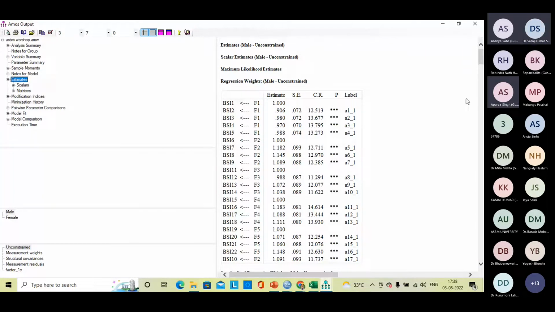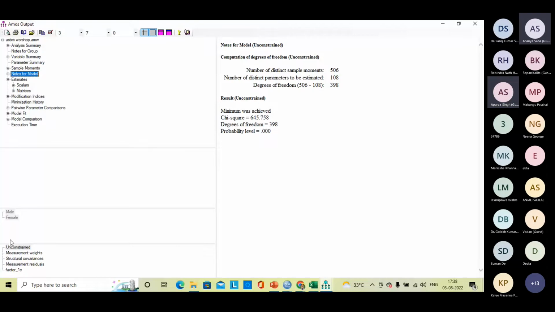What is this chi-square for model note? This is for measurement weight, and this is for FC. Yes, these 2 things are coming: measurement weight and testing.